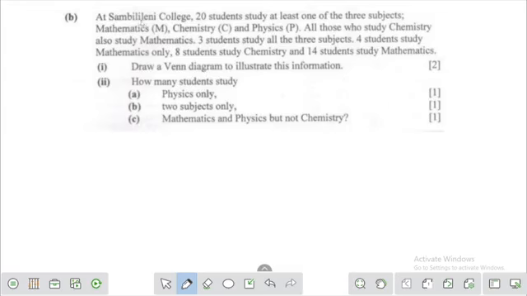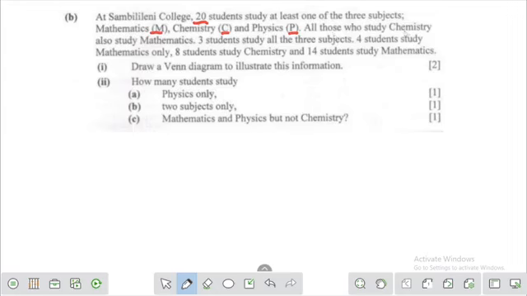So they are saying we have a college here, and at this college, the 20 students, they study at least one of the 3 subjects. So this 20 indicates that it is the total number of students. Okay, so the 20 is the total number of students. So this is the 20 you are seeing here. So they study at least one of the 3 subjects. So those 3 subjects, we have mathematics, chemistry, and physics. So these 20 students, they take part in all these 3 subjects.